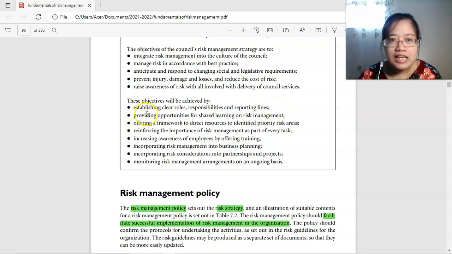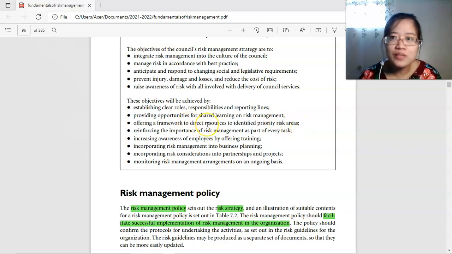Okay? Second, providing opportunities for shared learning on risk management. So, kumbaga parang support group, na in a way parang training din or education on how these people would be able to better deal with the risk. Parang rin, may tinuturuan ka din. May learning. Offering a framework to direct resources to identified priority risk areas.